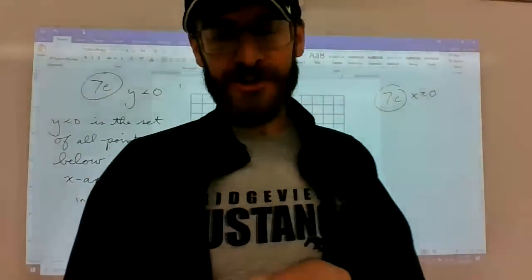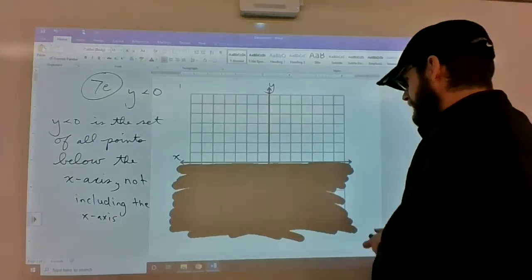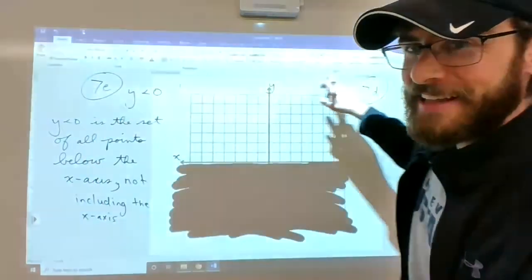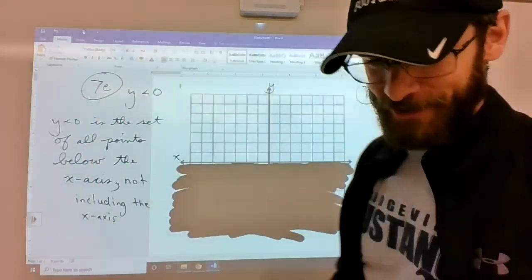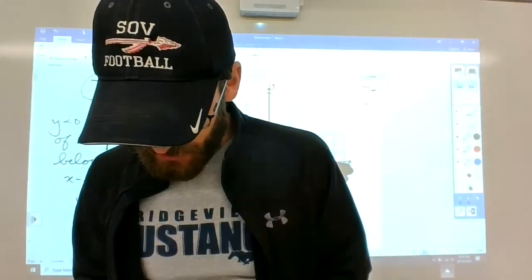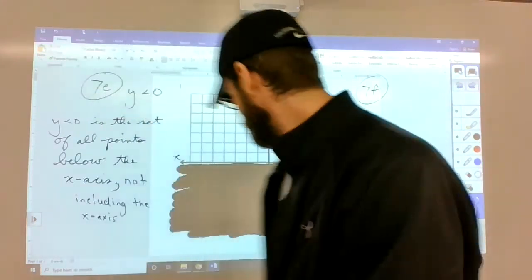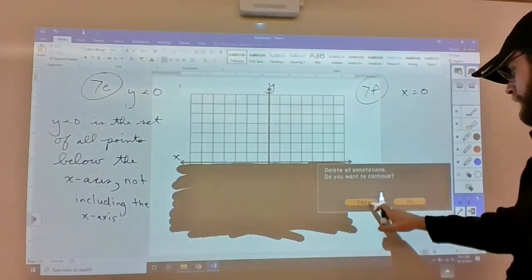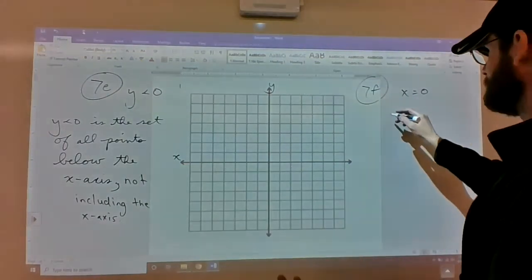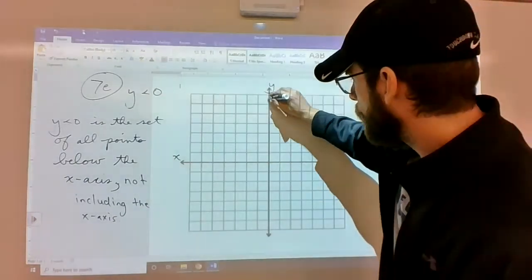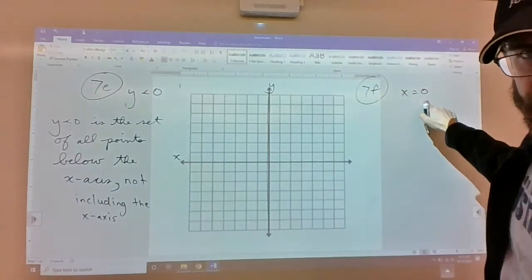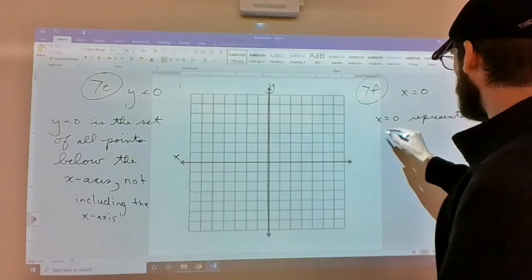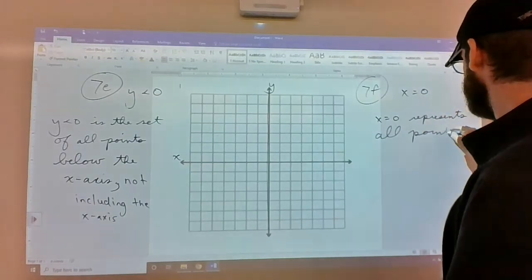All right, one more and then I'll start a new video on this stuff. So 7F. There we go. All right, then 7F basically says, what are you talking about with x equals 0? And we just talked about it. This is the y-axis. That's what x equals 0 represents. X equals 0 represents all points on the y-axis.